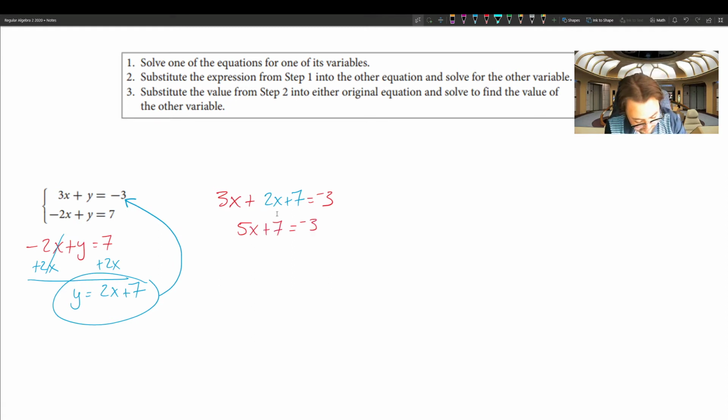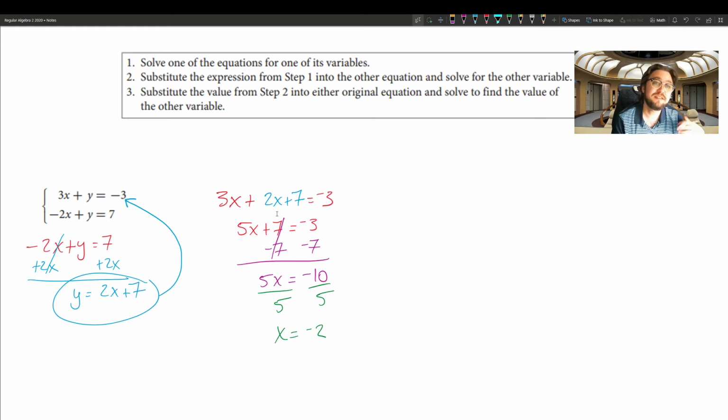Okay, I'm going to subtract 7 from both sides of my equation, and I get that 5x equals negative 10. I divide by my coefficient 5, and I find that x equals negative 2. All right, so now I've got x equals a number. I'm going to take that, and I can plug it into either equation. It doesn't matter which one. I'm going to choose the bottom one, just because I picked the top one before, whatever.